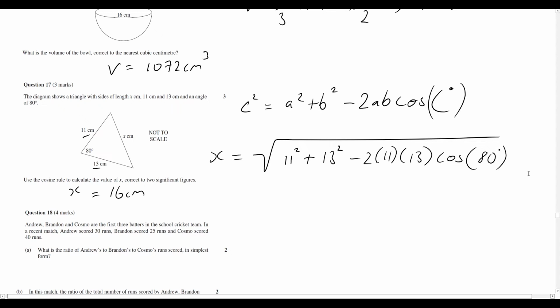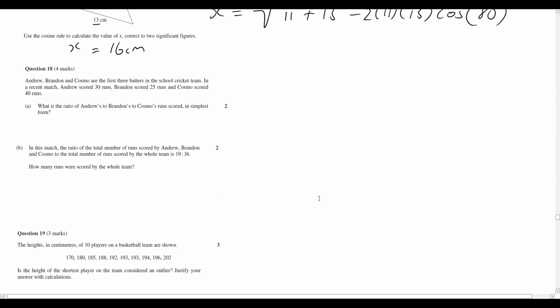Okay, moving on to question 18 now. So Andrew, Brandon, and Cosmo are the first three batters in the school cricket team. In a recent match, Andrew scored 30 runs, Brandon scored 25 runs, and Cosmo scored 40 runs. What is the ratio of Andrew's to Brandon's to Cosmo's runs scored in simplest form?